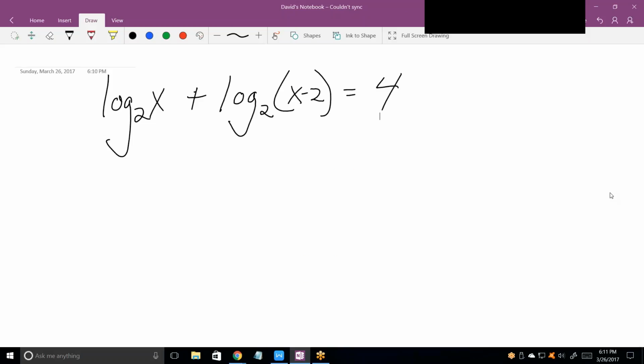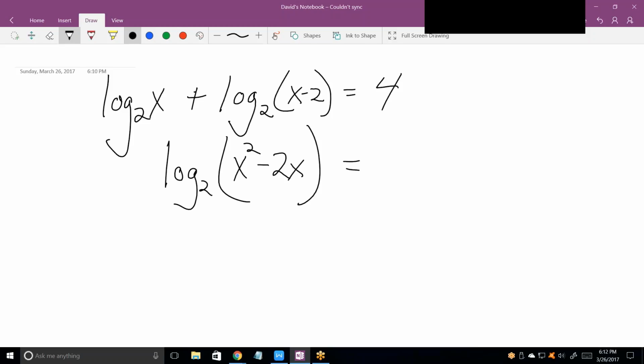So the way to do these problems, these are log equations, is to first of all use your rules of logs to condense this. If I condense this into a single log expression, what would it be? Log base 2 of x times x minus 2. Yeah. Let's go ahead and multiply that out. So x squared minus 2x. That's equal to 4.